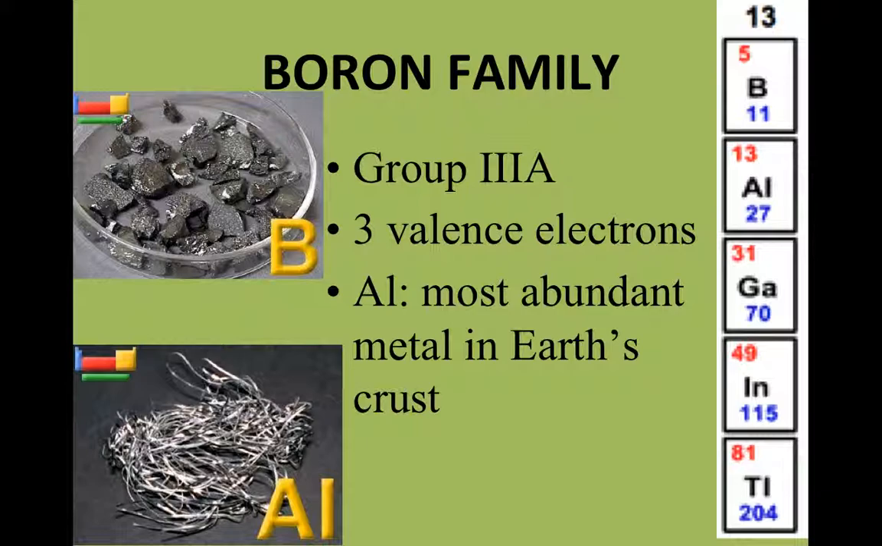Boron family. We're going to skip over to group 3A. Remember, we're bypassing those down below that are the transition metals. So boron is group 3A. You can see to the side the picture listing all the elements in the boron family. It has basically 3 valence electrons. An important fact about one of the elements found in the boron family is aluminum. And aluminum is the most abundant metal found in the earth.